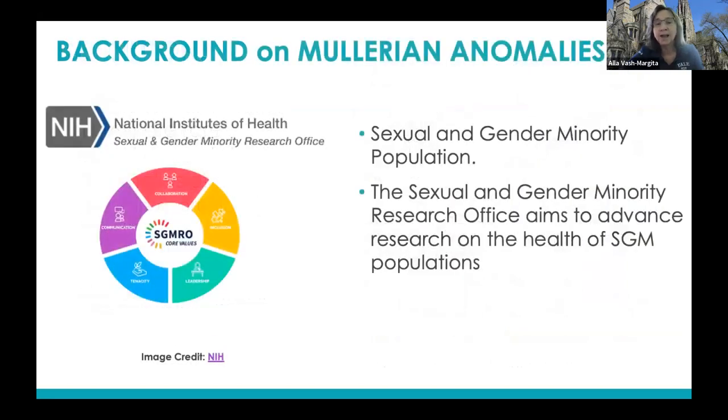As Miranda pointed out, I also want to say that women with Mullerian anomalies fall under the category of differences in sex development, and as such, they are considered by the NIH sexual and gender minority. NIH has a separate sexual and gender minority research office that aims to advance research on the health of sexual and gender minority populations. And we're hoping to do, and we're doing the same thing. Next slide.